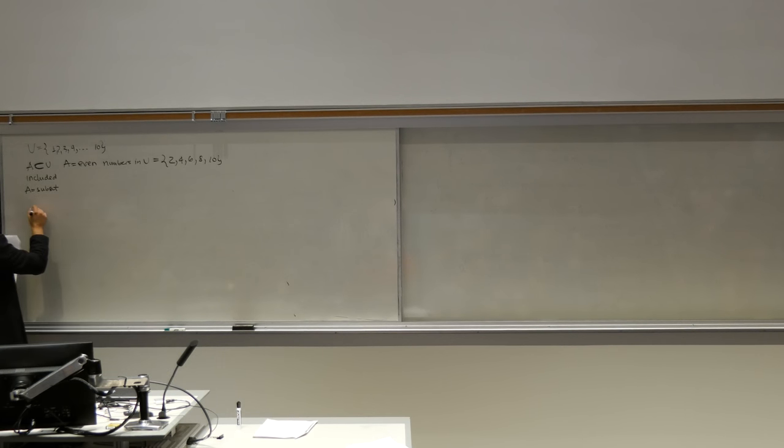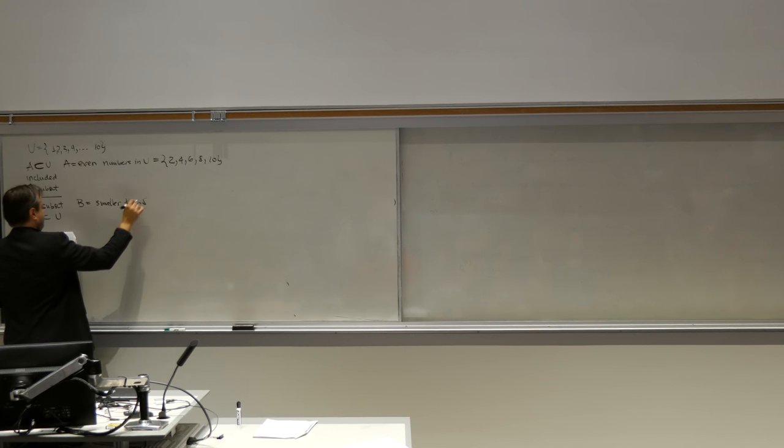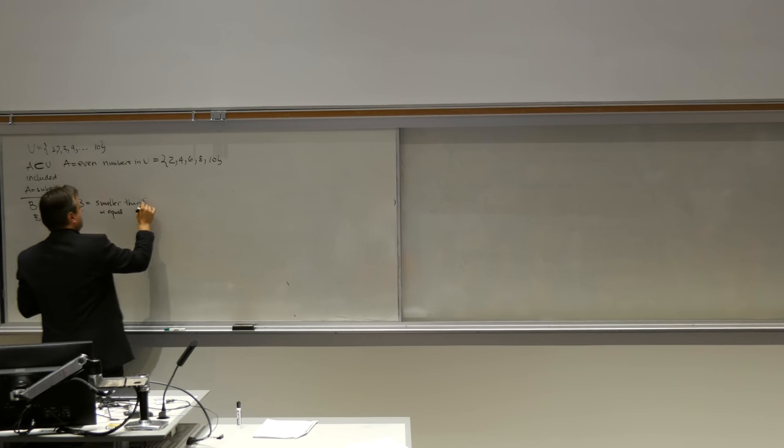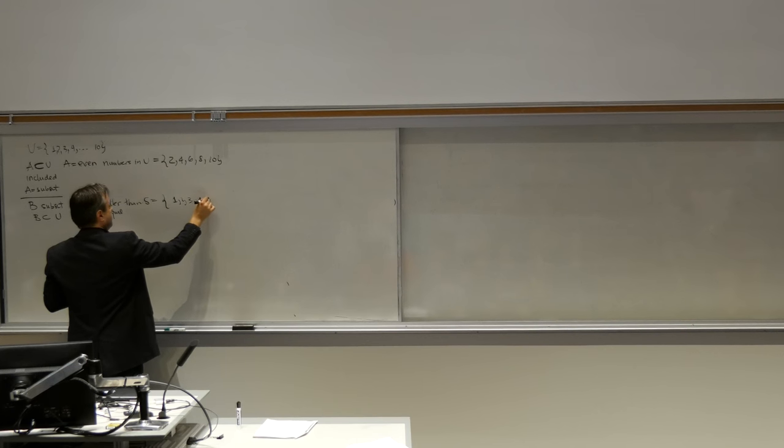I can have another subset, B. It's another subset. And I can say B also is included in U, and B are the numbers smaller than or equal to 5. So if I say that, what would be the numbers in B? Those would be 1, 2, 3, 4, and 5. Right?